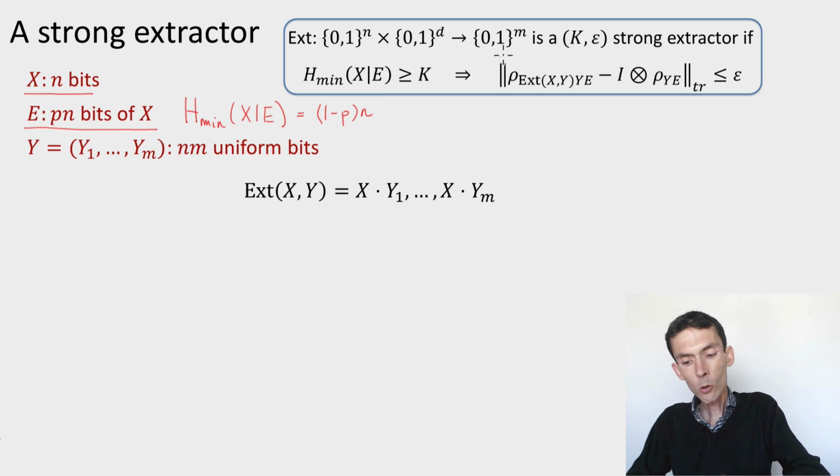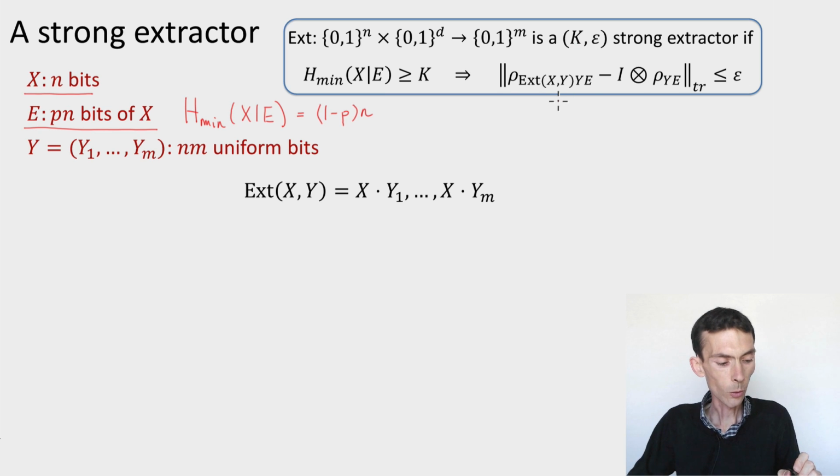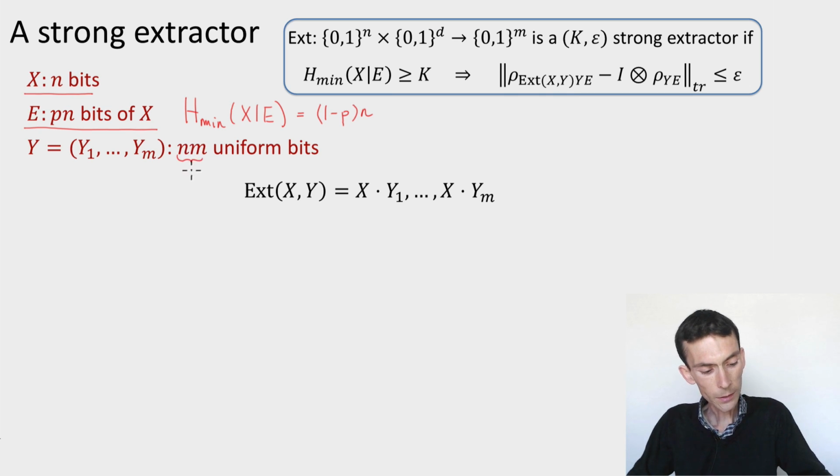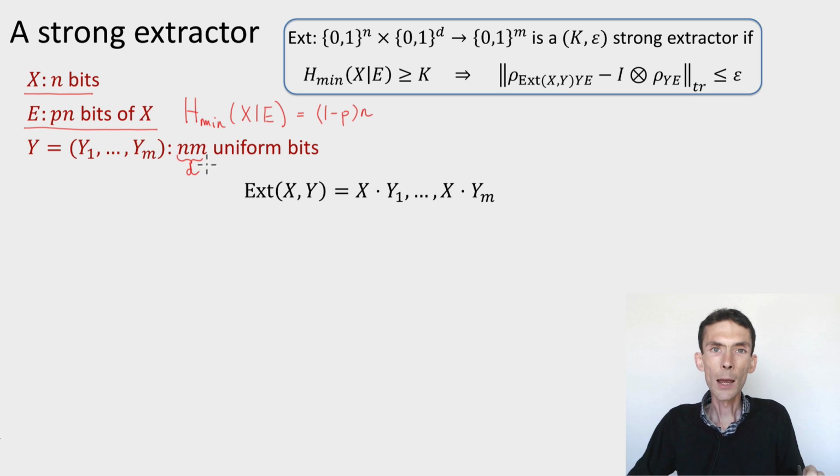I recalled the definition of a strong seeded extractor for you over there on the top right. And we'll use the same construction as we used before. The seed is going to be pretty long. It's going to have seed length d, which is n times m, where m is our target output length. We'll see what we get a little bit later. And we'll interpret this seed of nm uniform bits as m bit strings, each of them made of n bits.